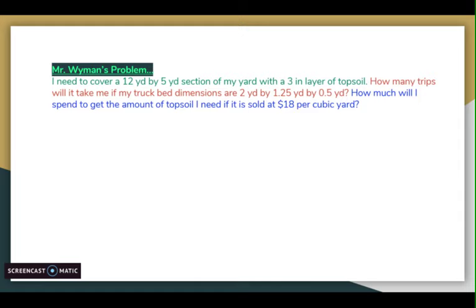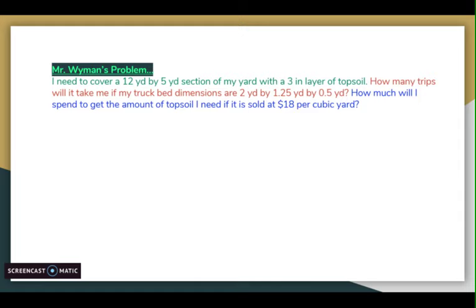So the first problem that we're going to look at here, we're going to do together, just to walk you through, make sure that we feel good about solving these word problems first, and then I'm going to have you do some on your own. So this is my dilemma right now. I need some topsoil for my backyard, and I have to cover a 12-yard by 5-yard section, and I want to put 3 inches of soil in that section.